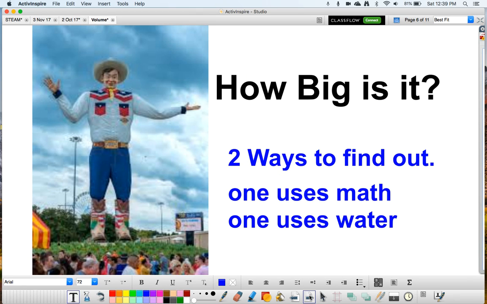So scientists need to ask the question, how big is something? What is the volume of an object? This guy right here has a pretty big volume, although it looks like his body's been twisted backwards for some reason. I'm not too sure why. There are two ways to find out an object's volume. The first one uses math. The second one uses water. We're going to talk about math first, and we're going to talk about water in a separate video.